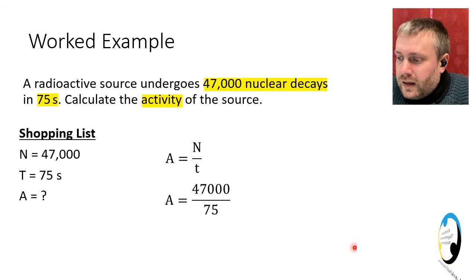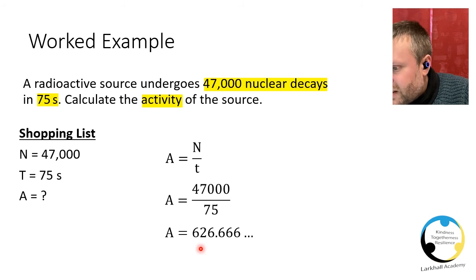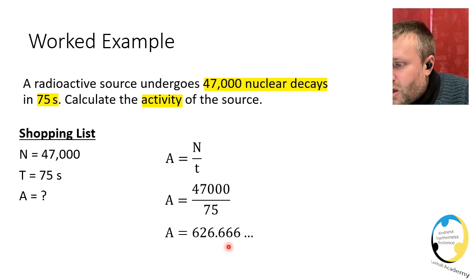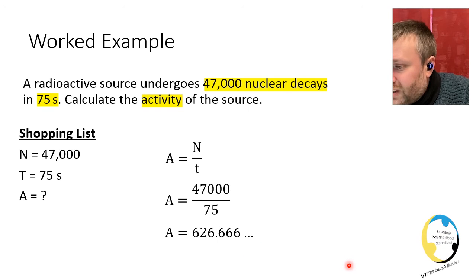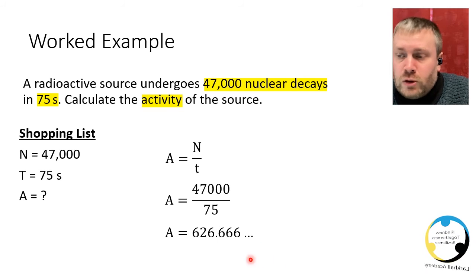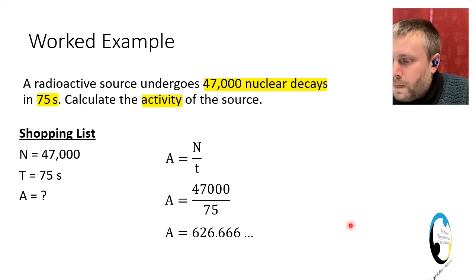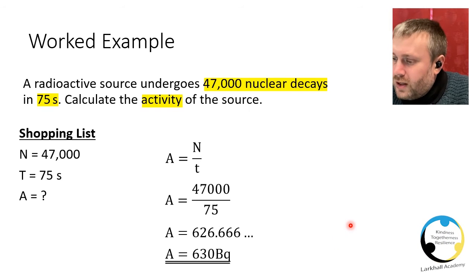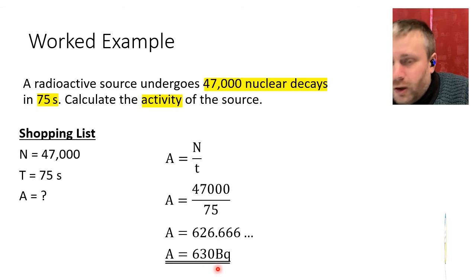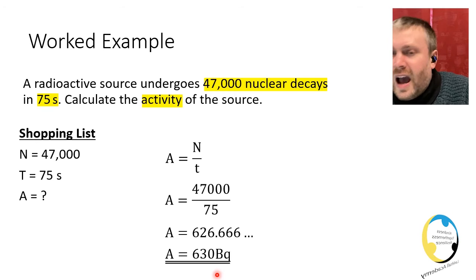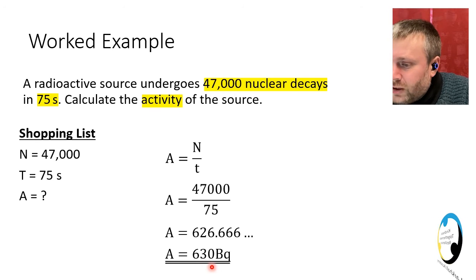I'm going to do the calculation, and we come out with an answer like this, 626.666, and that number was recurring, so I've put in these wee dots there. Now, we need to round this off. If we just write down this as our final answer, we're going to lose marks, unfortunately. So I'm going to round this off to 630 becquerels. Remember your units. I like to put an underline there as well, just to make sure that I remember that's my final answer. Now, why have I done this to two significant figures?